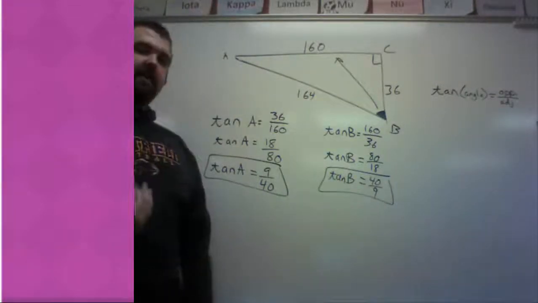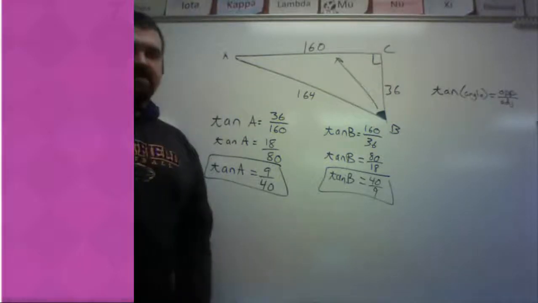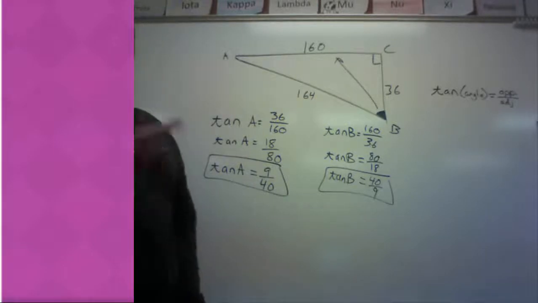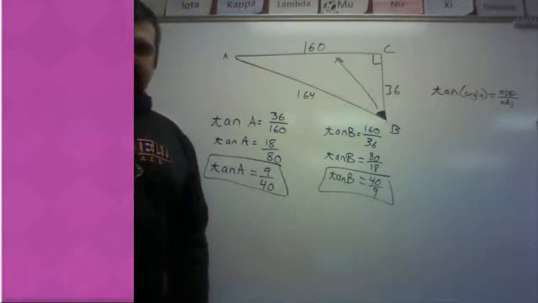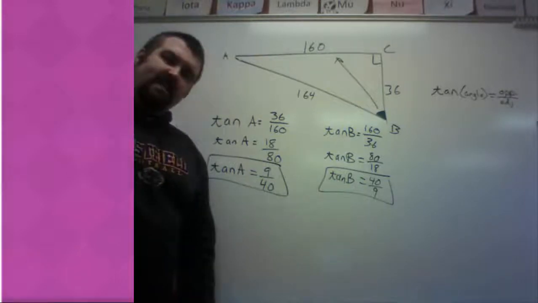We've set up the tangent of A and the tangent of B. You will most likely see this question as find the tangent of A and the tangent of B. That just means set it up. Give me the ratio, 40 over 9, or 9 over 40. They don't want you to put this in a decimal.